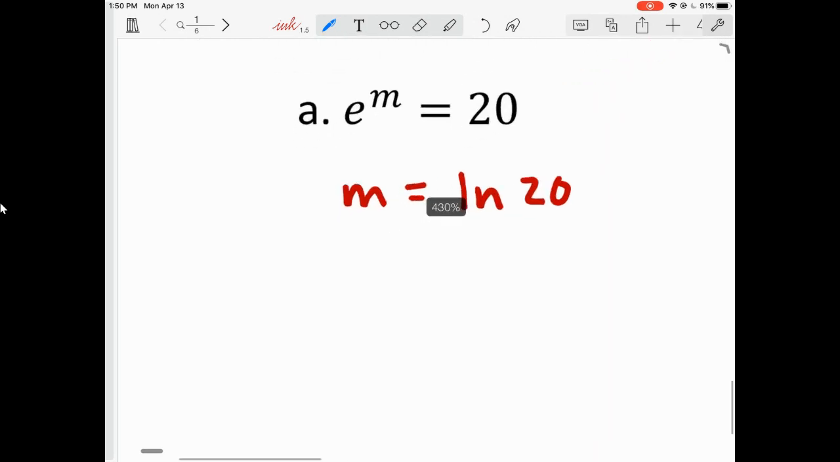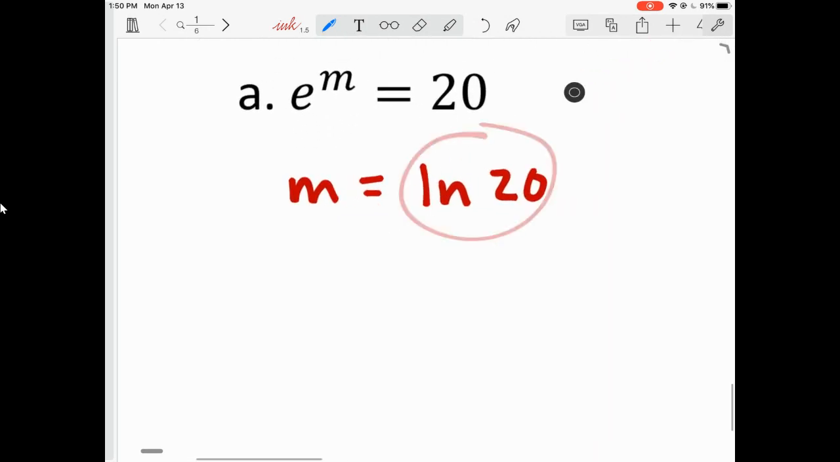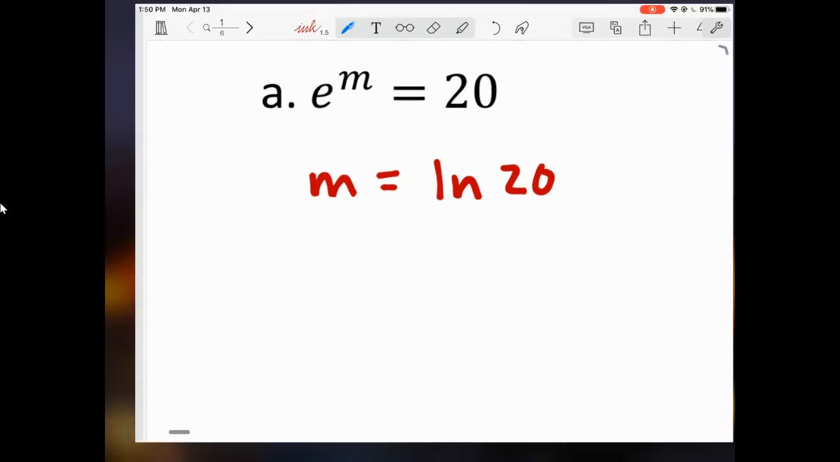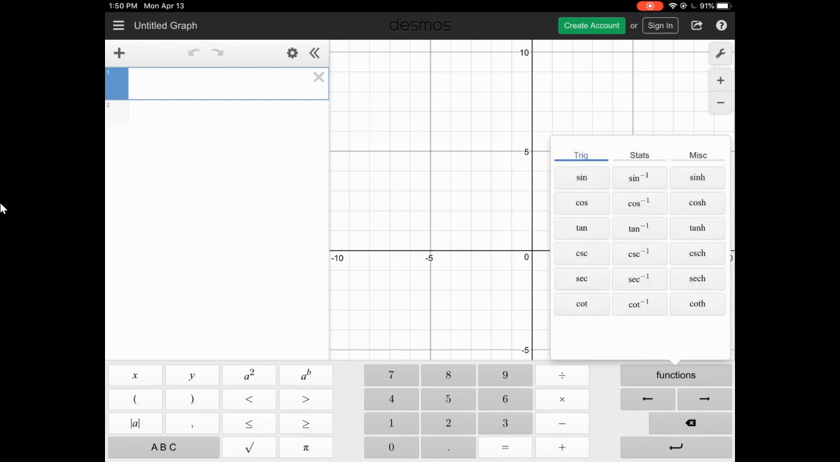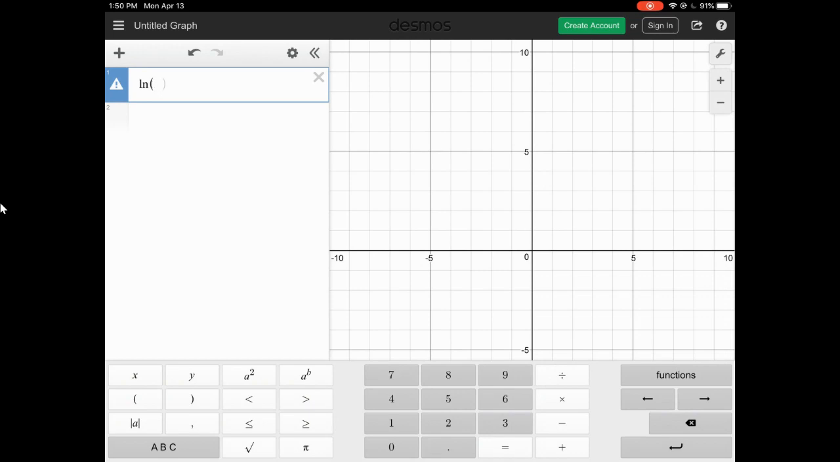All right, so what's cool now is we have this in logarithmic form. Calculators can tell us exactly what that should be. So let's go to Desmos. The calculator actually has a logarithm button. In Desmos, it's in the miscellaneous functions tab. And there it is, ln, the natural logarithm. We want to know the natural logarithm of 20. Oops, not 220.